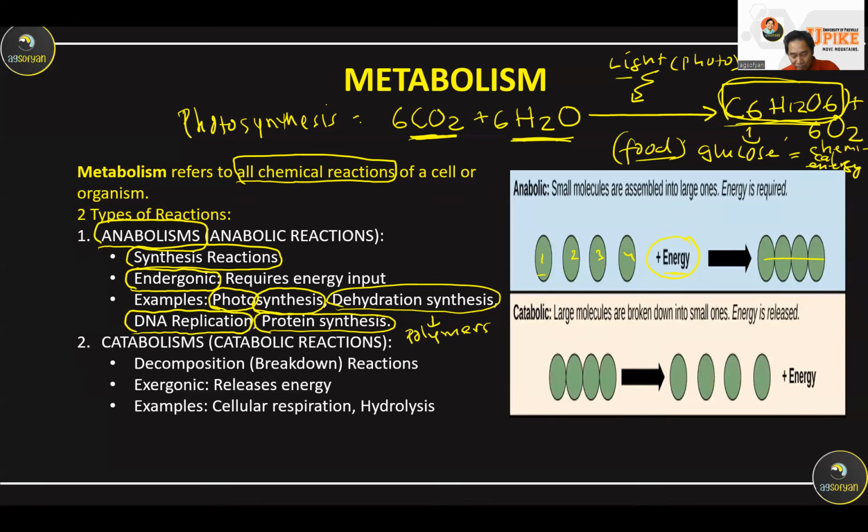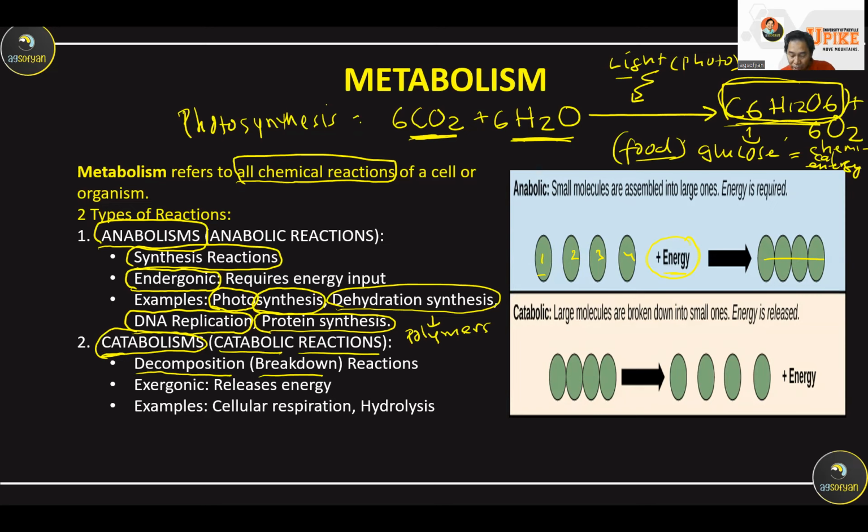The second type of metabolism, or second type of reaction, is called catabolism. Remember, if we have Anna, wife of Bob the builder, now we have cat. Cats usually destroy. So catabolism means breakdown reaction or decomposition reaction. It is also known as the catabolic reaction. So this will be the opposite of anabolism.